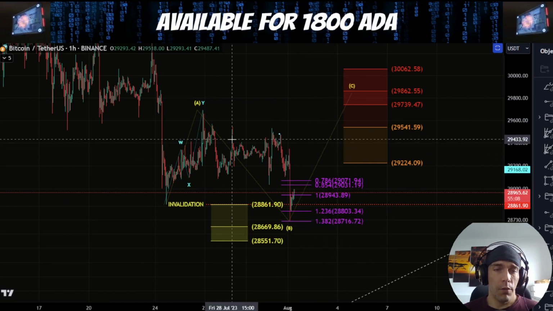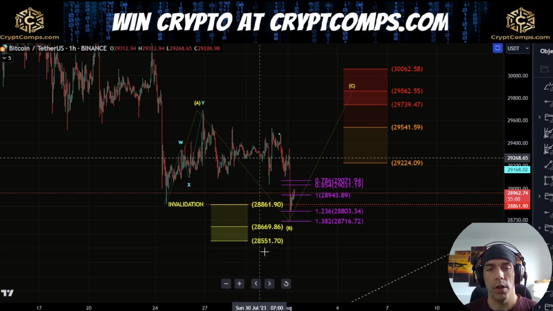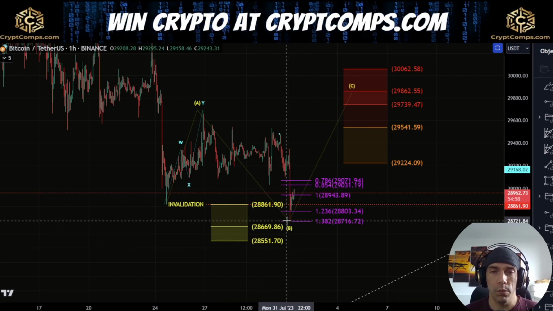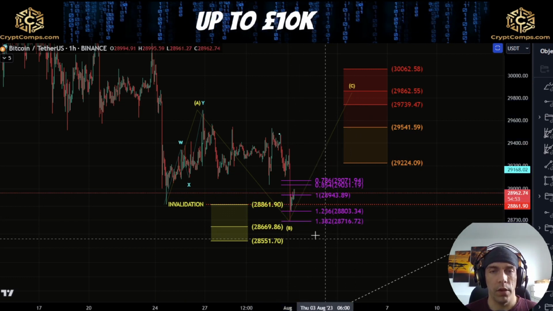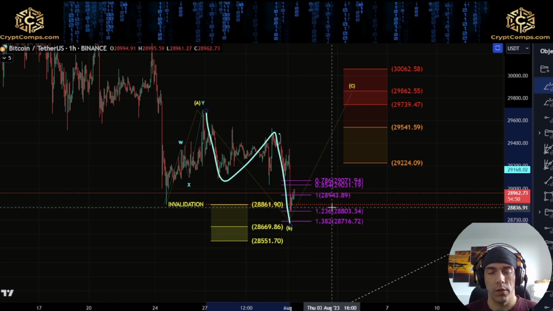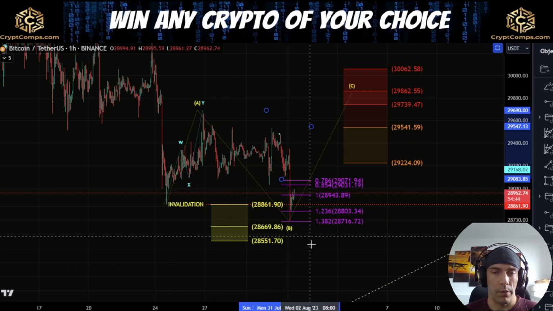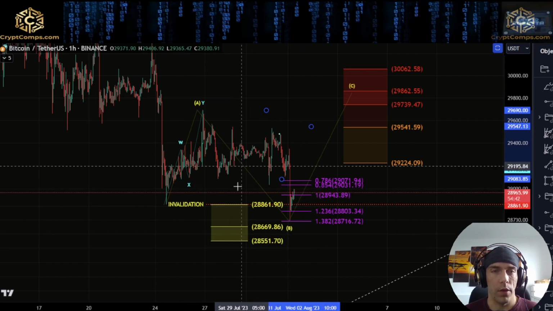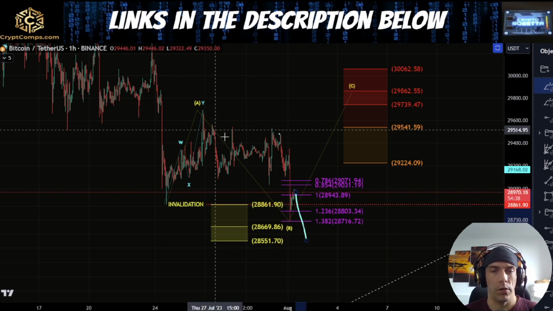So if we do find support here within this 28,861 to this 28,551, we could still potentially see 5 waves to the upside. So we need to watch this move here because we did come down to this 1382 level already, looking at this as A, B, and C. So if we do look at this idea of having one more move down here, it wouldn't invalidate this. It would just make it quite large in comparison to this A wave.